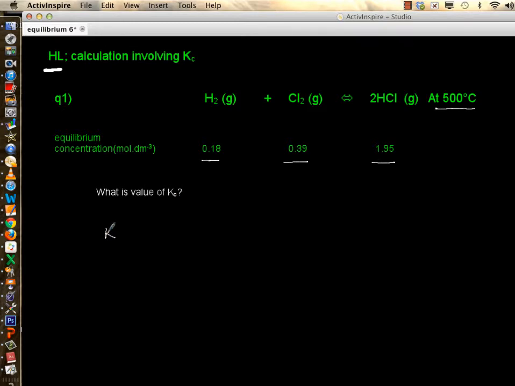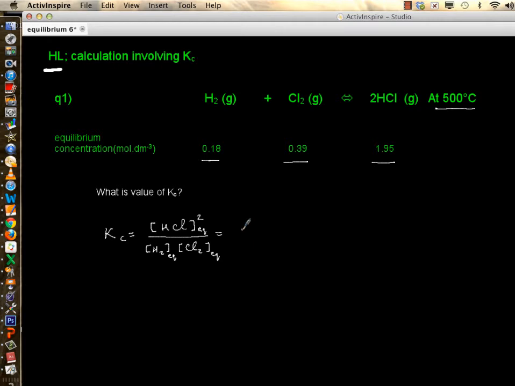So for Kc, we write the expression, which is products. In this case, you have hydrogen chloride raised to its coefficient 2, divided by reactants, hydrogen exponent 1, chlorine exponent 1. These are all at equilibrium, so they all have subscript EQ, and that's where you find Kc.